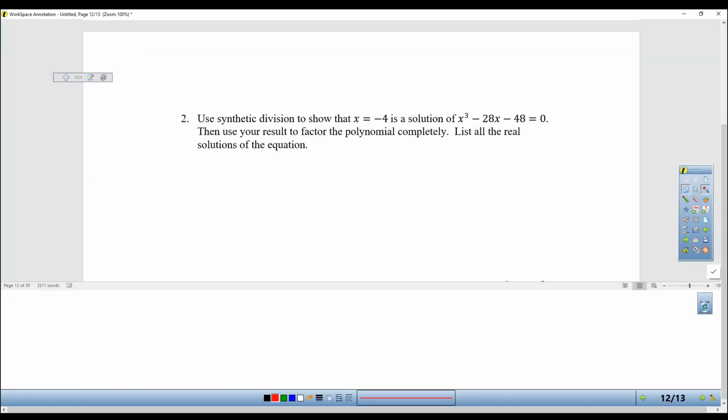Number 2, use synthetic division to show that x is equal to -4 is a solution. So remember, normally when you're trying to find a solution, that means to solve. So if I said to you, solve x squared plus 5x plus 6, what would you do? You would factor it. X plus 2 is equal to 0. X is equal to -3 and -2 are solutions. That's what it's asking you to do.